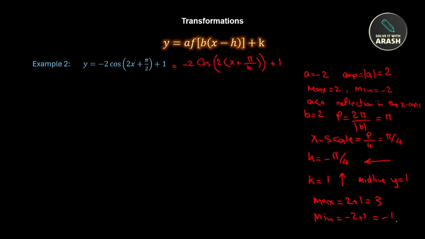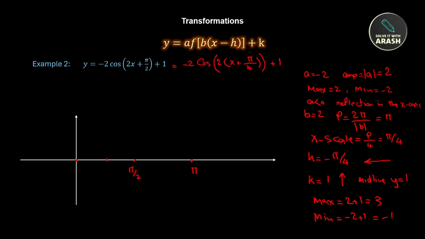Now let's start showing this information on the xy axis. First thing, I will show the length of one period, which is from 0 to pi, with the x scale of pi over 4. So if halfway is pi over 2, then the first point after 0 is pi over 4, next pi over 2, and then 3 pi over 4. So now I got the 5 key points.